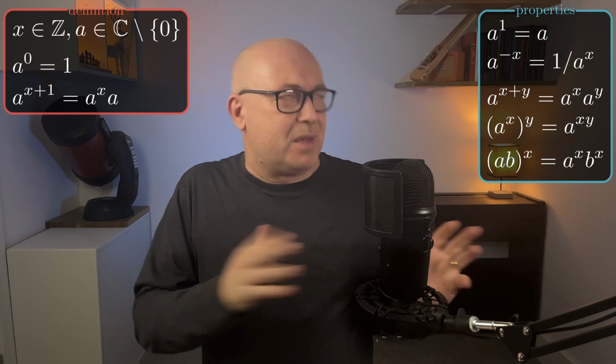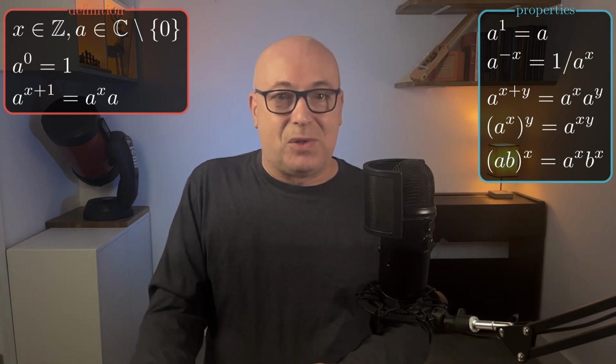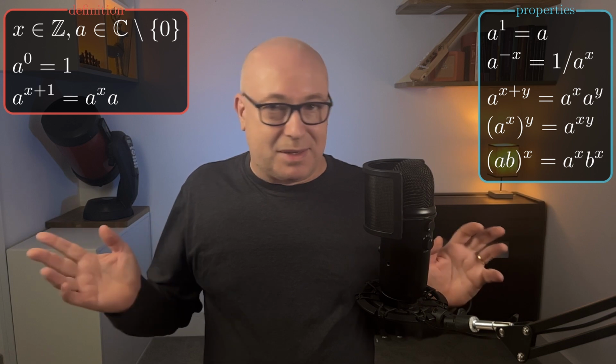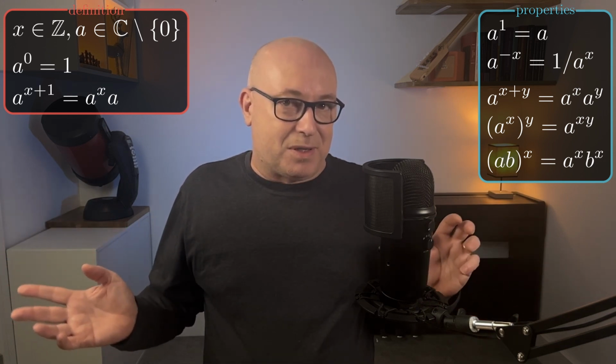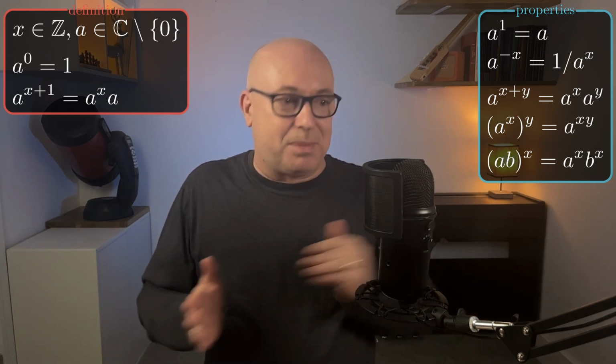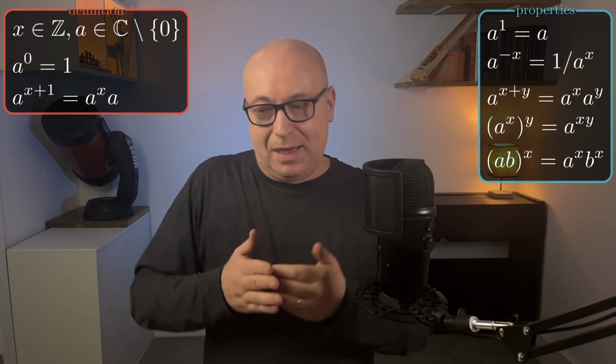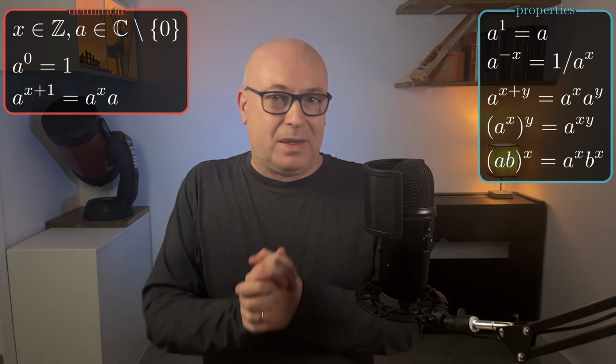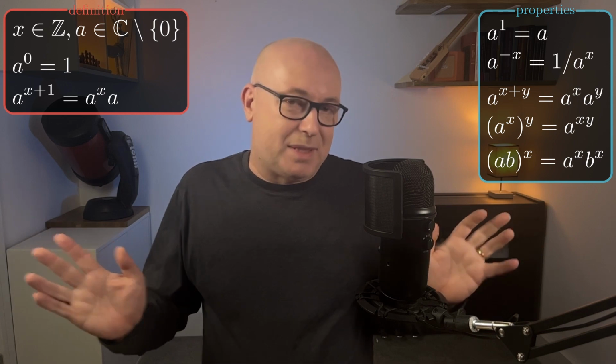And all the other properties that we have here also hold with negative exponents. You can use the same proof that we did for the positive exponents, where we had this sequence which multiplied by a at each step, except we also take sequences which go in the negative direction. But it's the same basic proof.